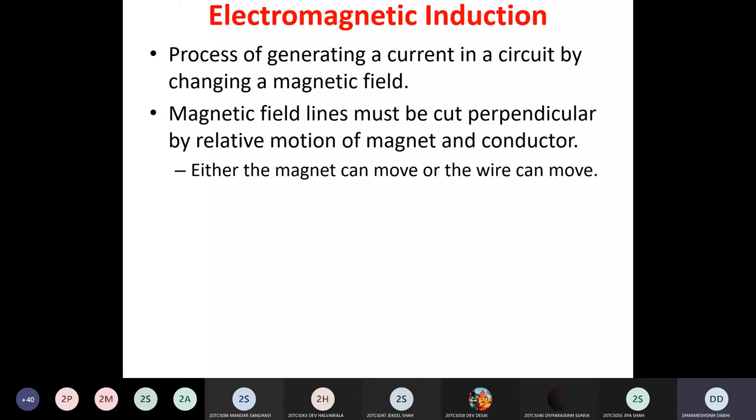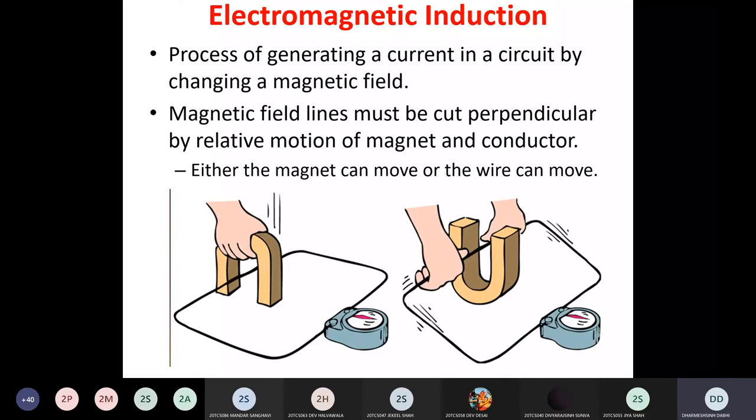Clear? So how to create this electromagnetic induction? Either you can move the magnet or you can move the wire. Here you can see the picture: we have a permanent magnet, and a coil of one turn, and we connect the galvanometer in series with this coil. When you move the magnet, your galvanometer is deflected. Or if you move the coil and your magnet is fixed, then also the galvanometer moves. The moving of the galvanometer indicates that current is flowing into the coil.